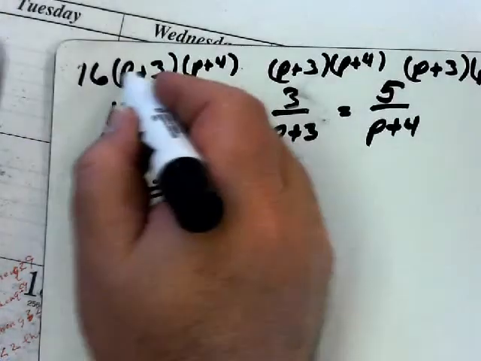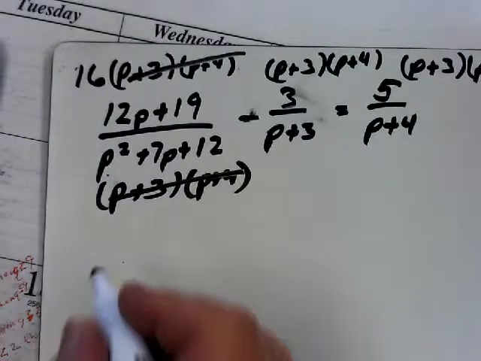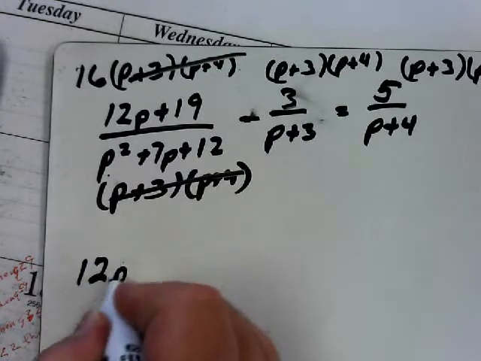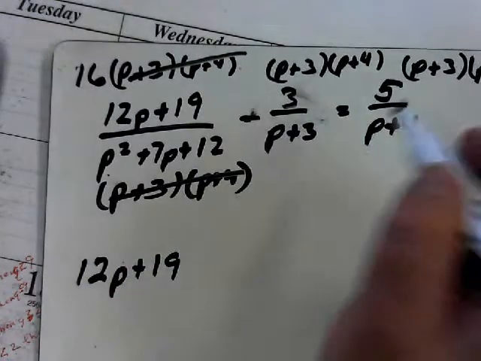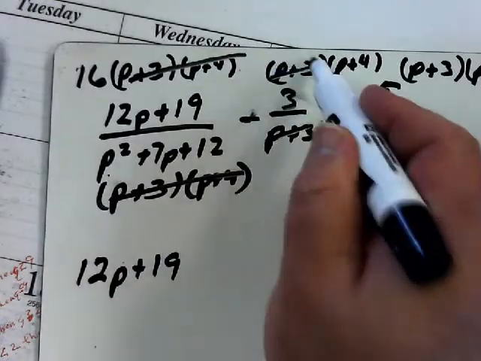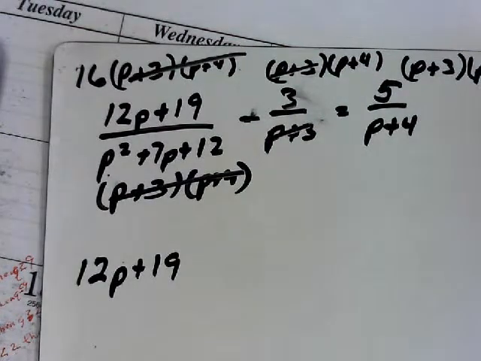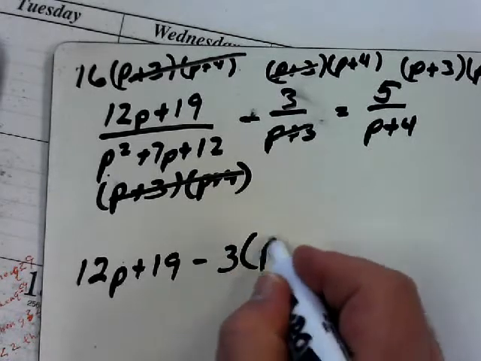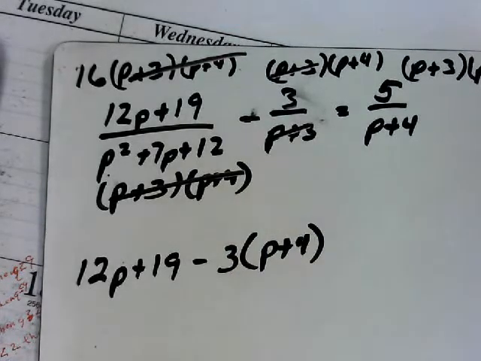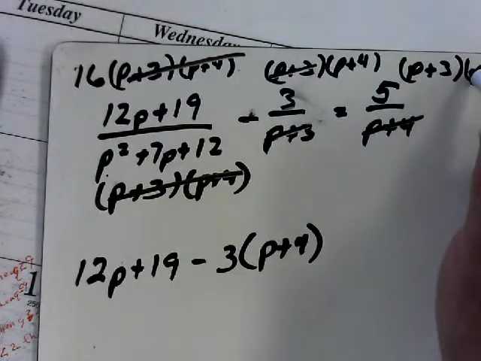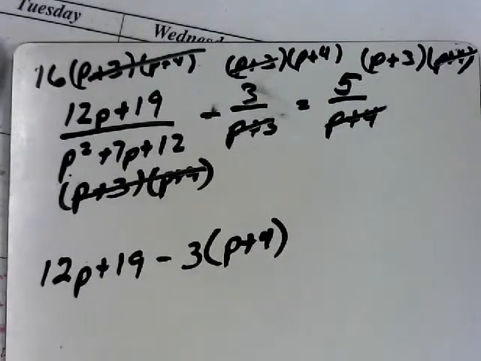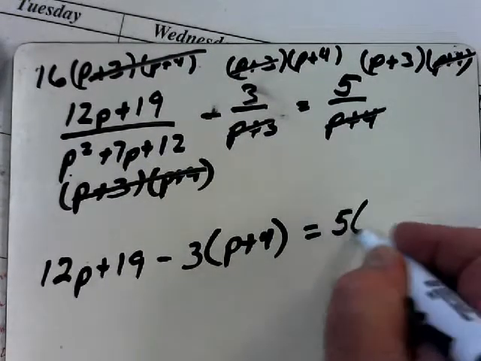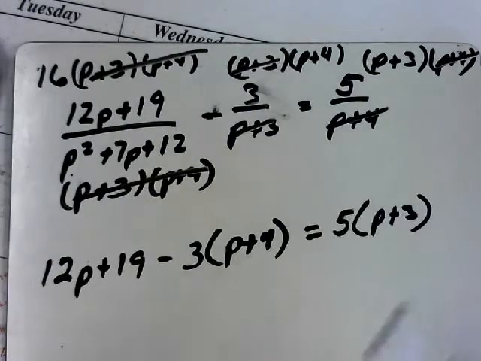Well, all of this cancels all that. So I'd have 12P plus 19. This P plus 3 is missing a factor, so I'd have negative 3 times P plus 4. This P plus 4 cancels that P plus 4. I'd end up with 5 times P plus 3.